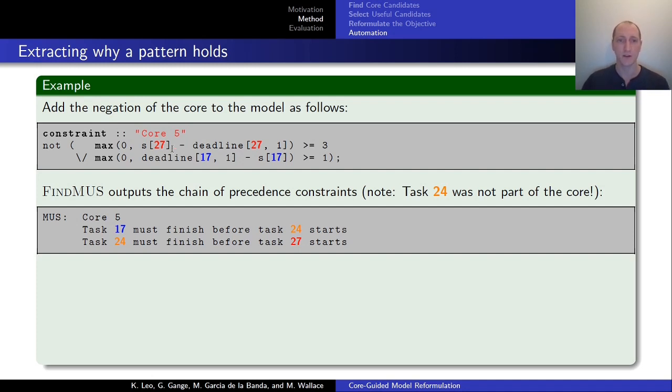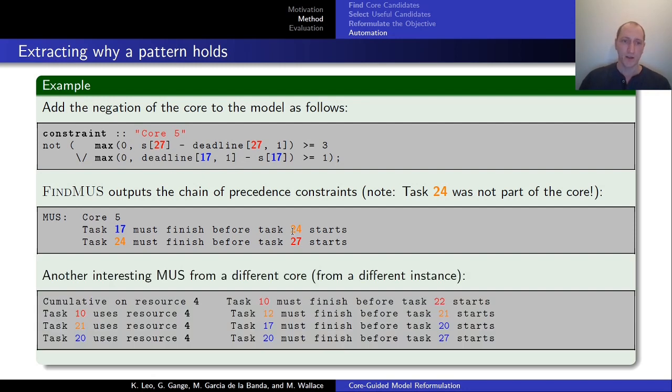So tasks 27 and 17 are not immediate successors, but they are ancestors through task 24. And using this, we're able to get greater insight into what these cores mean. It can also give us explanations for cores that are a lot harder for a user to find on their own. So this kind of explanation would take a long time for a user to infer on their own.